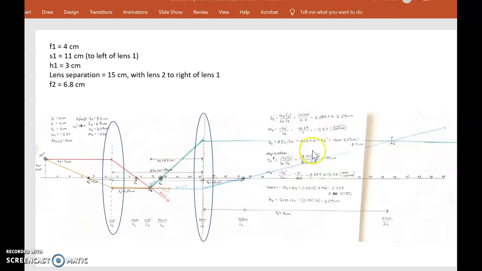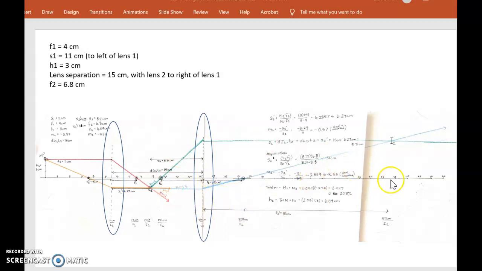And then I take that and multiply it to find the total magnification by M2, which I found doing the same, negative S2 prime over S2, which equals negative 3.56, again real and inverted. So when you multiply the two of those, you get 2.029, which comes out to be 203%. So if you take 203% of 3 centimeters, the original height, you get 6.09 centimeters, which is this final height. So yeah, just about twice as tall by the end.